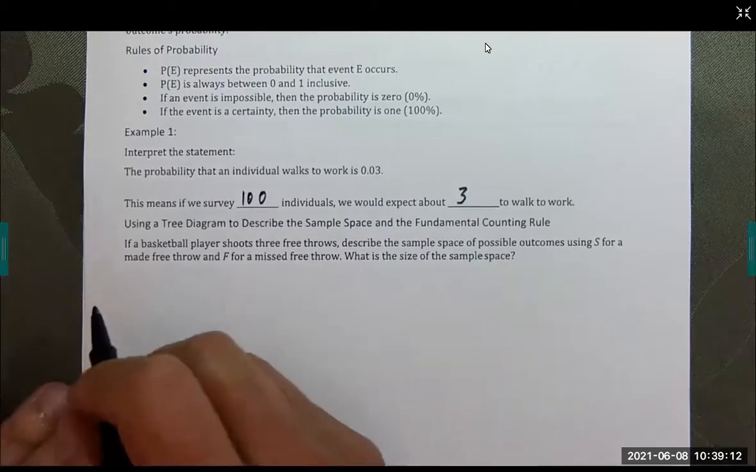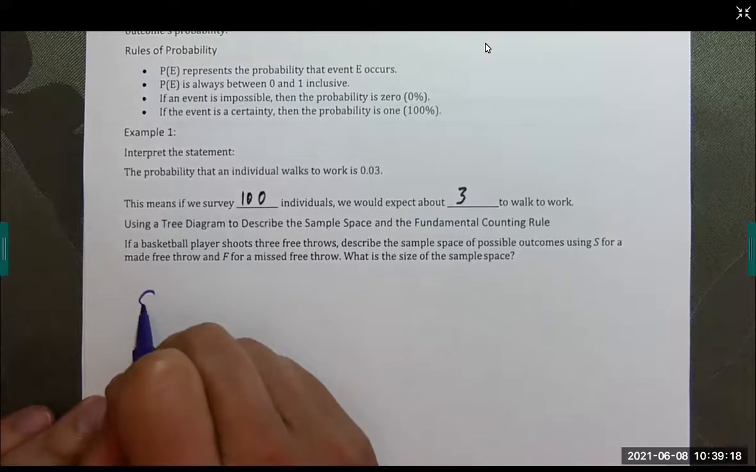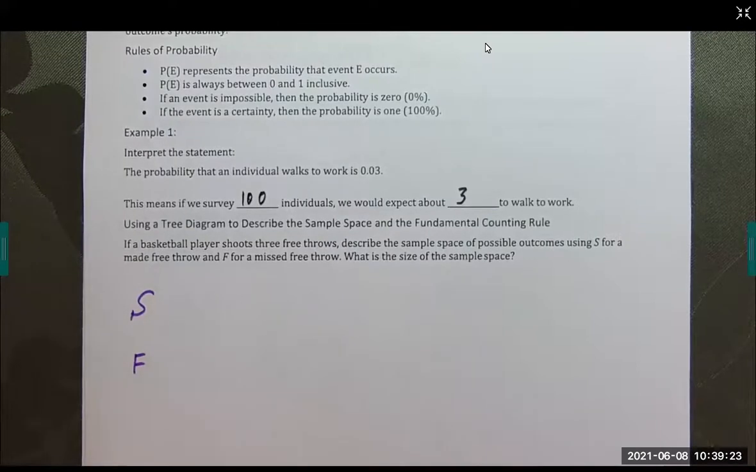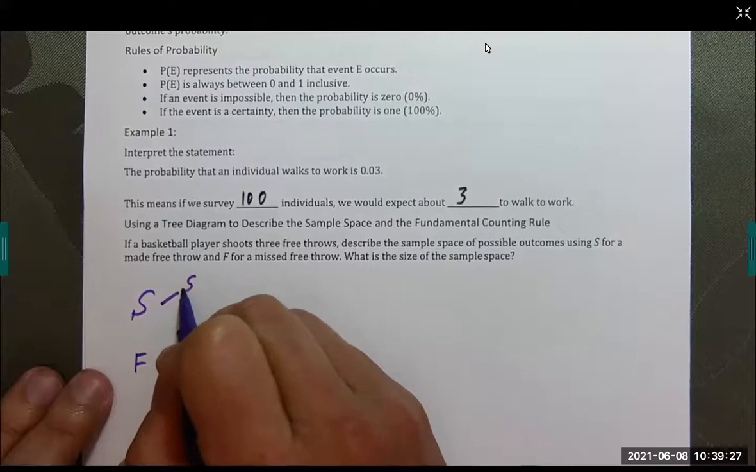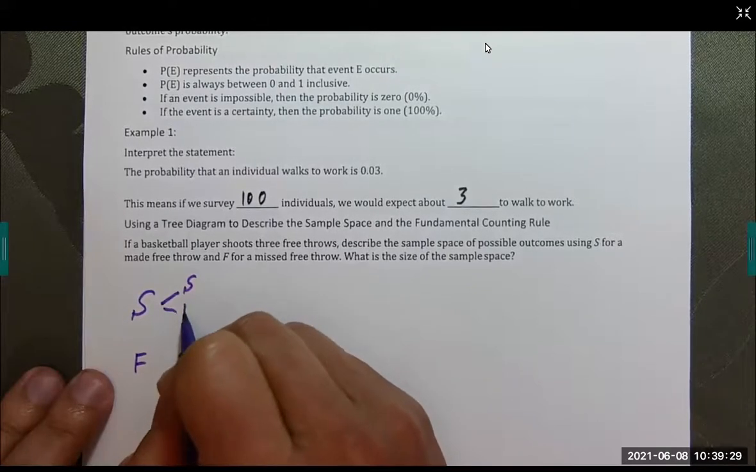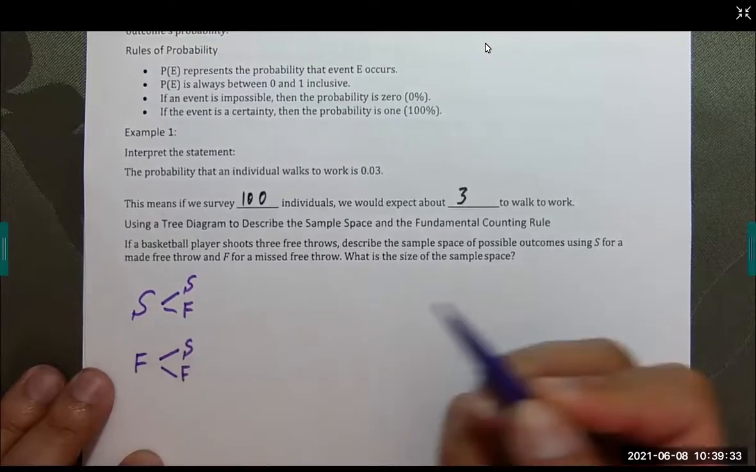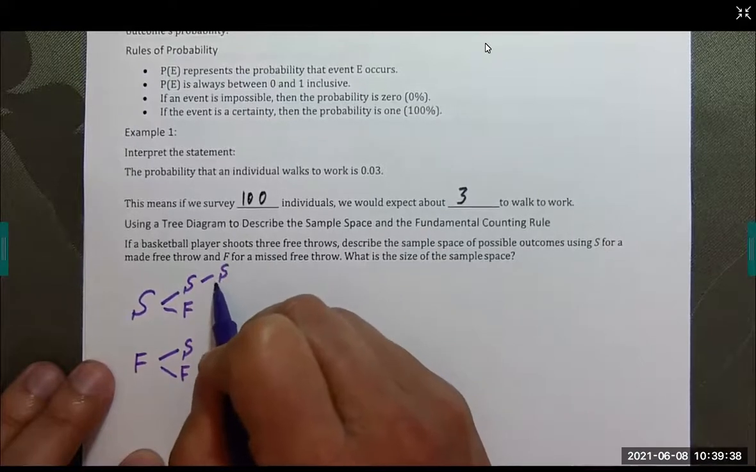Let's write this out. So we are going to have, let's use some color here. The first shot is going to be a success or it's going to be a failure. Those are the 2 options for the first shot. The second shot, we have a choice. It could be successful or we could have failed it. The third shot could have been successful or missed.